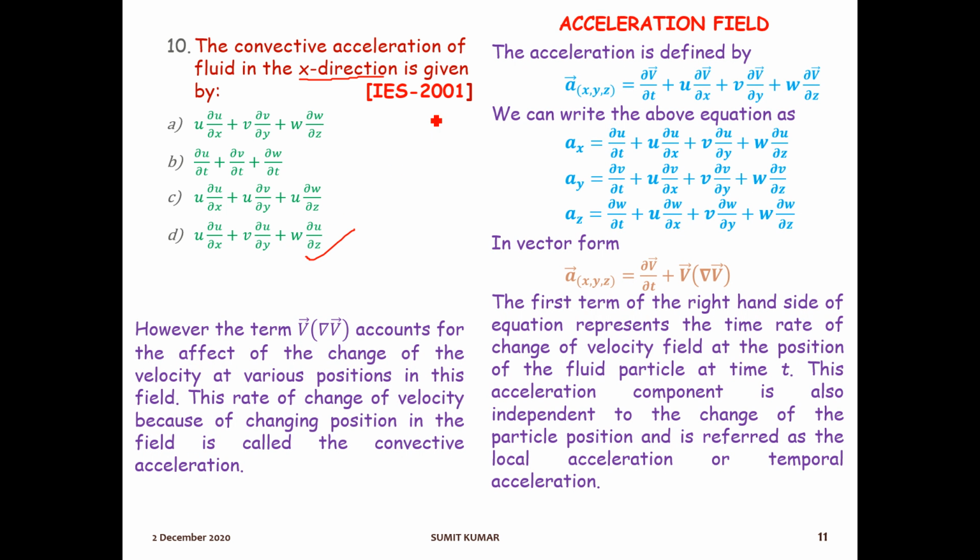Now the convective acceleration of the fluid in x direction is given by. We already discussed what the convective acceleration is. It is the last 3 terms of acceleration, and it is asking in x direction, so the term will always be u. So the correct answer is option number D: u del u by del x plus v del u by del y plus w del u by del z. You can see the equation of this acceleration field. For x direction the equation becomes this, and this first term is the local or temporal acceleration, and the remaining 3 terms are called convective acceleration. So option number D is the right answer.